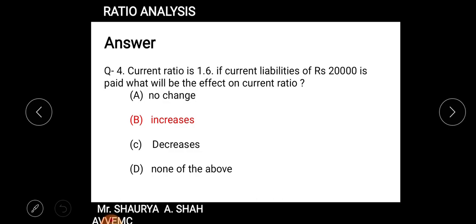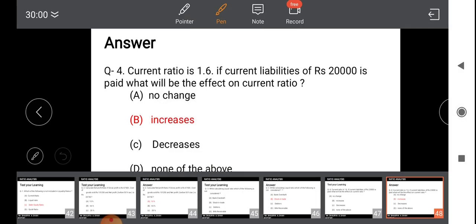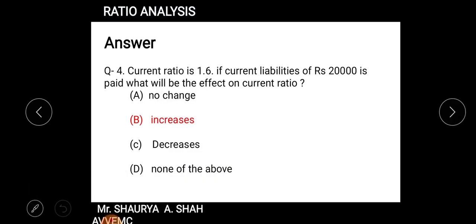Is it clear, everyone? So this was again a short sum asked in university. Just you need to calculate the basic thing of current ratio. I suppose each and everyone is clear with your part. Any doubts? Fine, you can get it to Google Classroom.